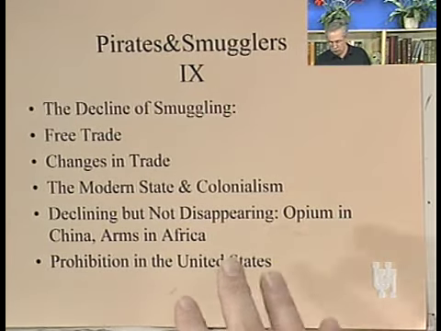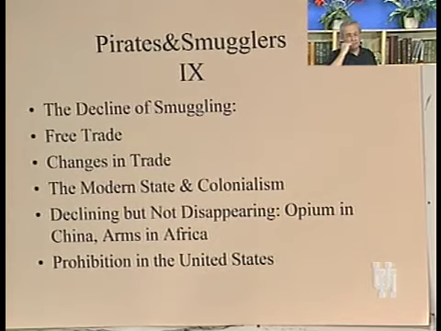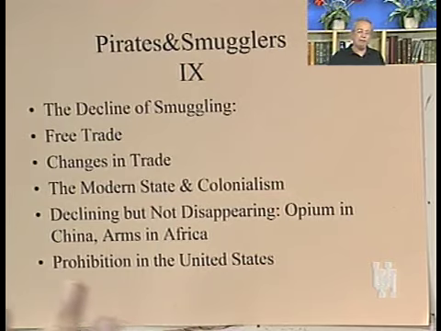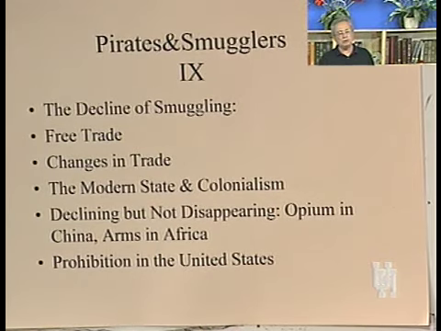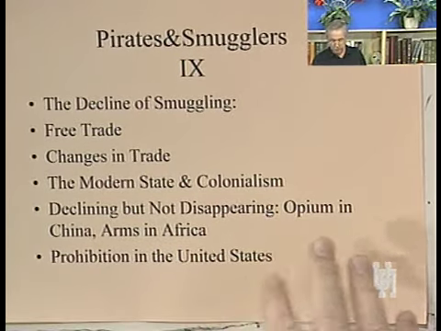Bulk products reduce smuggling. The modern state, Britain and other states acquiring enormous powers, both military and naval, that allow them, as well as modern bureaucracies, that allow them to more effectively enforce bans on smuggling. And this spreads with the spread of European colonialism, as they are able to enforce to some degree such rules in places like Africa. At the same time, smuggling is not disappearing. It's declining. We've seen the Opium War in China, arms in Africa. There are places at the periphery where smuggling or piracy is still significant.